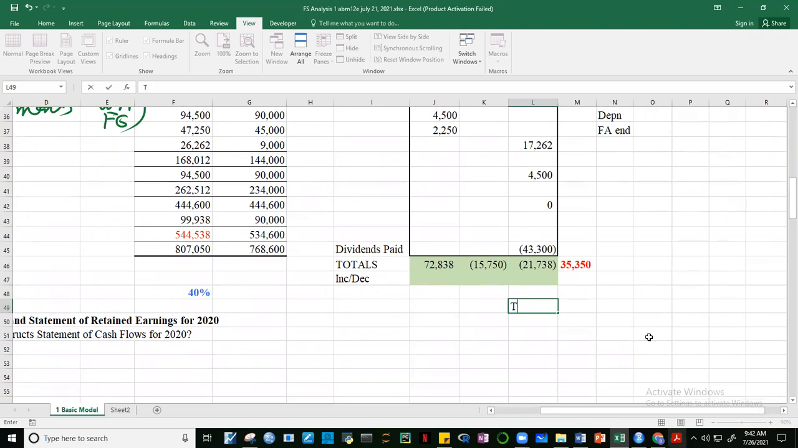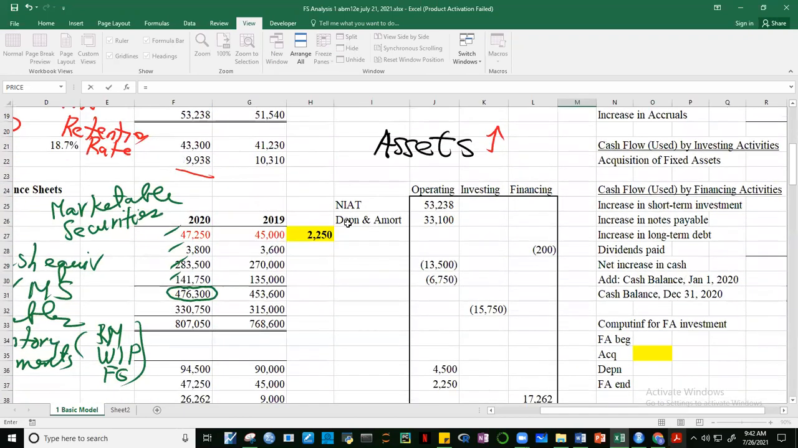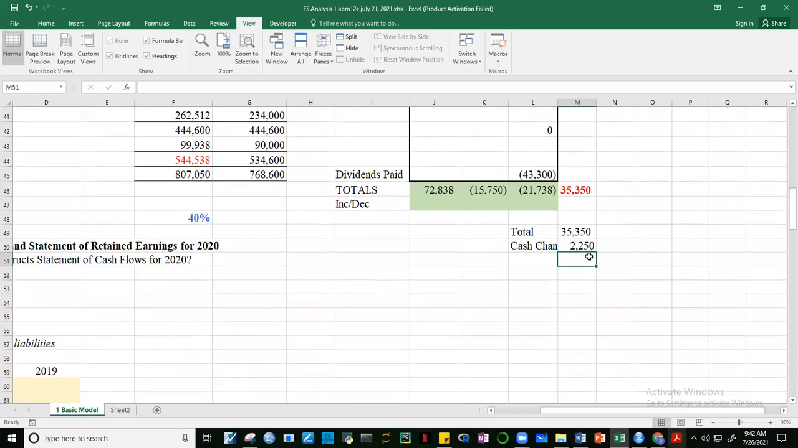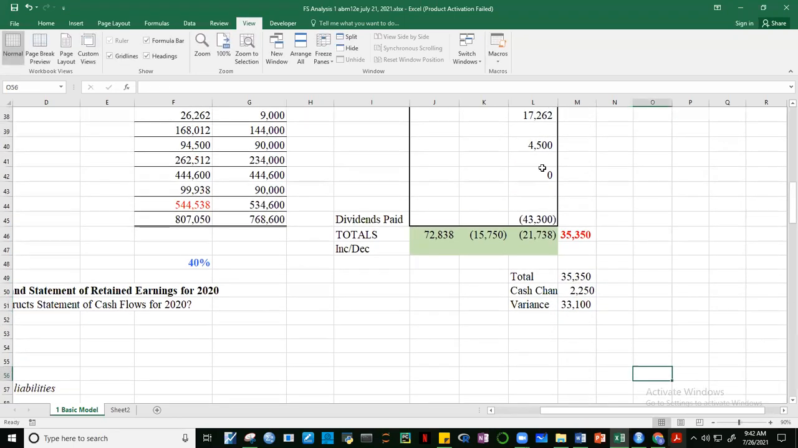Okay, yan. Alright, so nabawasan na yung natin, ilagay nga natin dito yung total cash change. Yung total ilagay natin dito, yan. And then yung cash change should be 2,250. Okay, so that alam natin kung ano pa yung difference, no? Let's call it variance. Ano pa yung variance natin? So this is equal to this one minus this one. Okay, 33,100. Okay. So hindi na po isa-subtract.